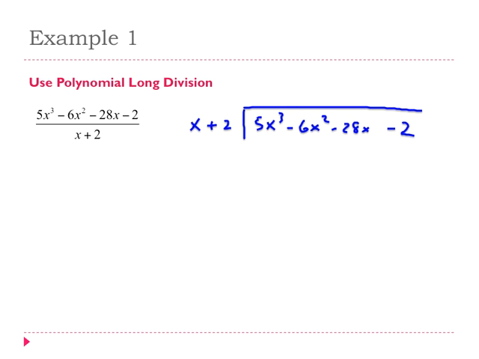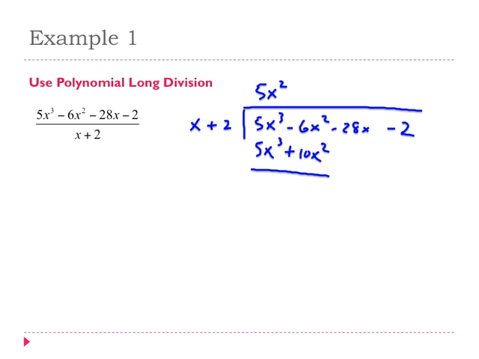So here what we really want to ask ourselves is the product of x and what will give us this first term, 5x cubed? And the answer is 5x squared, right? If we multiply 5x squared and x, we're going to get 5x cubed. But the trick here is to also multiply 5x squared by 2, because we're multiplying 5x squared by the entire binomial x plus 2. So 5x squared times 2 is 10x squared.